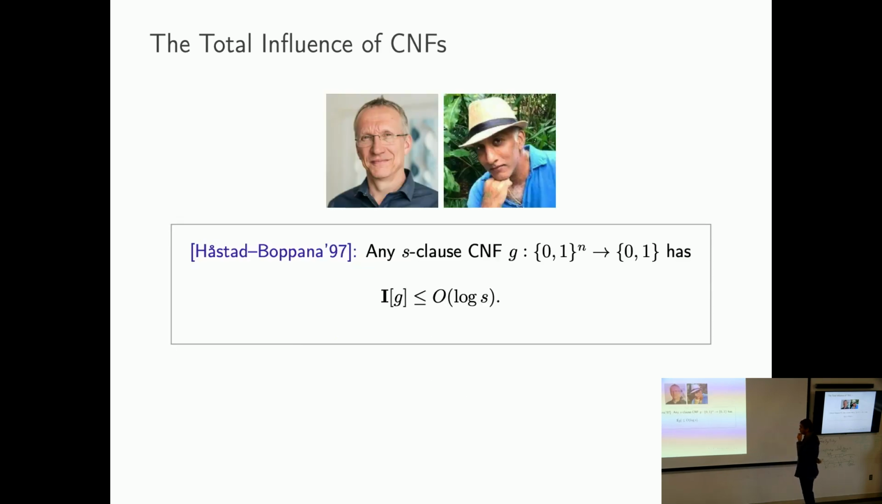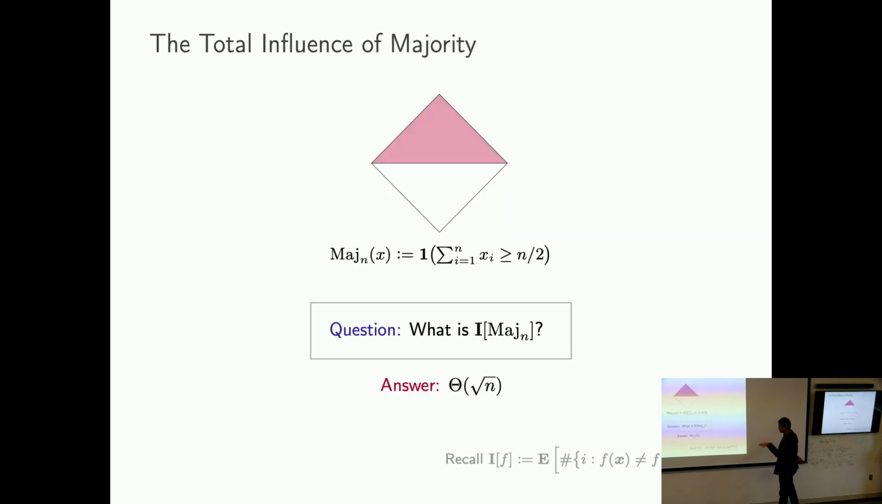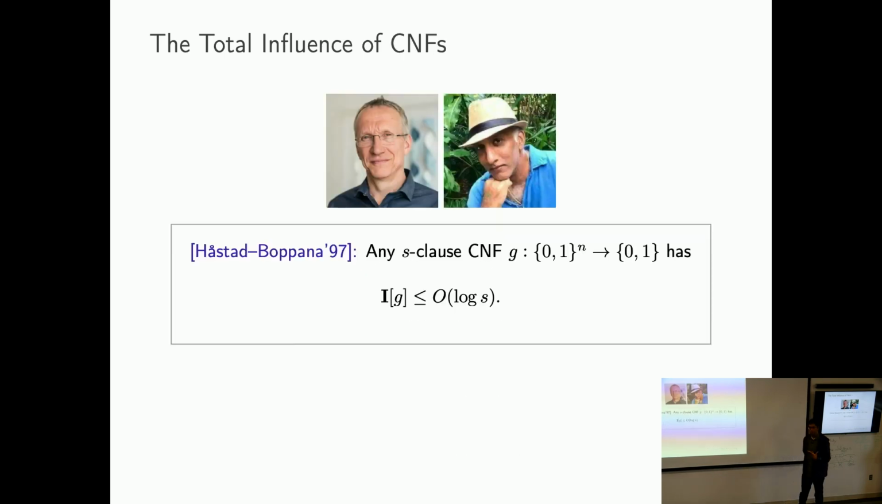Good. So we're going to use this notion of influence to prove lower bounds for CNF approximation. There's this nice result of Håstad and Boppana from '97, which tells you that given any CNF with S clauses, the total influence is on the order of log S. And you can extend this to higher depths, not just depth 2, but all we're going to need is this depth 2 result.